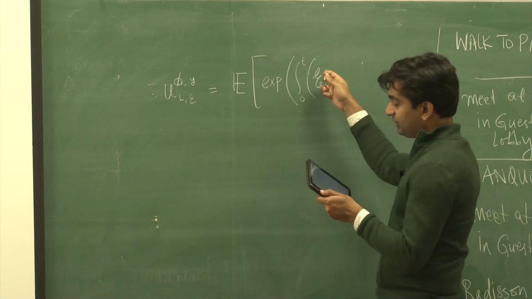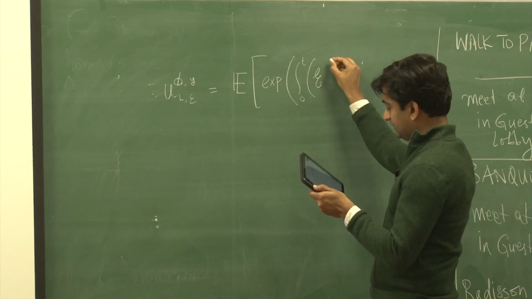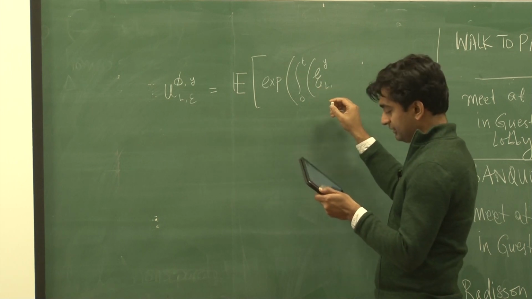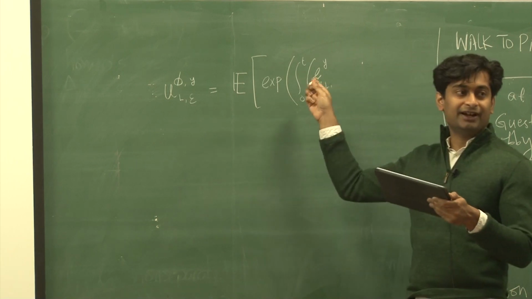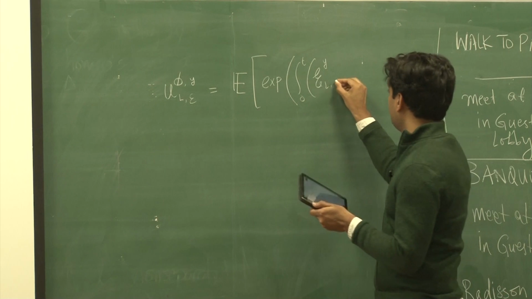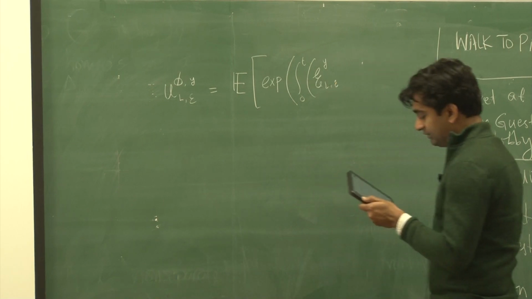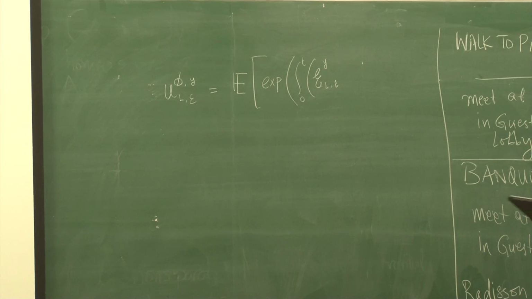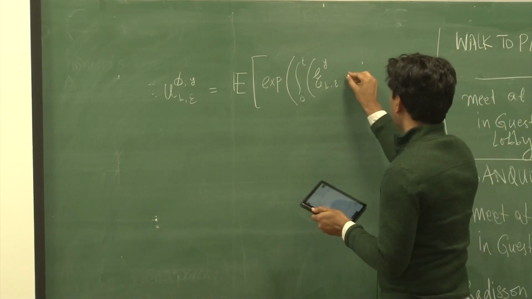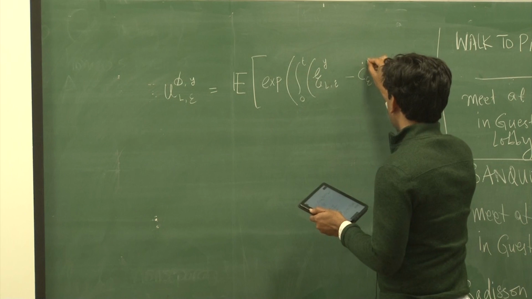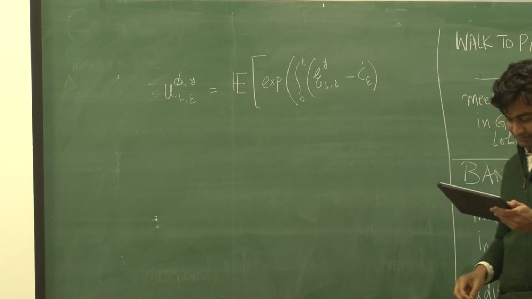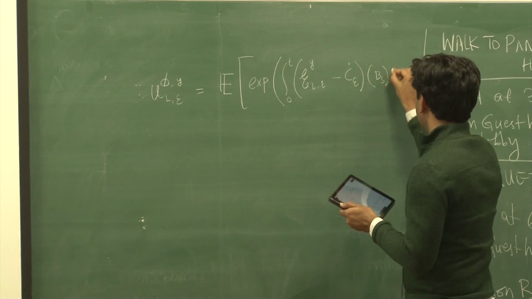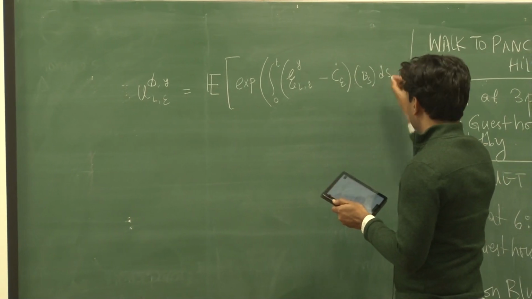This is the noise part. I restrict my noise to this box, and I also mollify this noise by convolving it with a kernel of bandwidth epsilon. Then I have to subtract a constant to make it finite. And then you integrate that with respect to the Brownian motion.